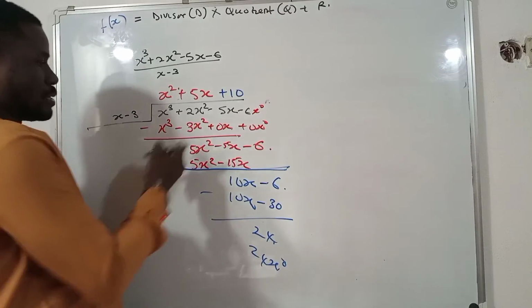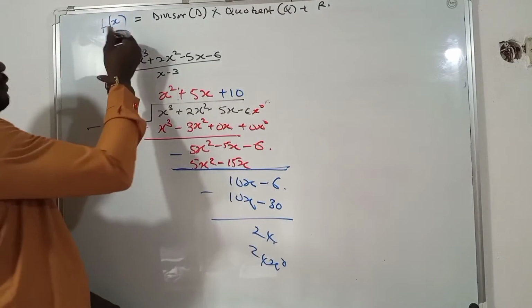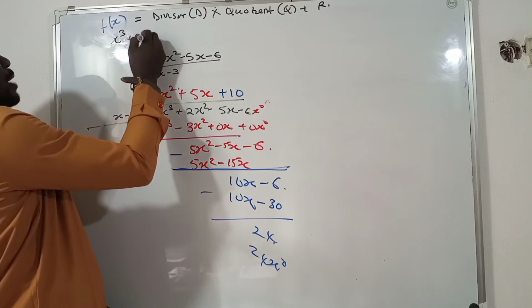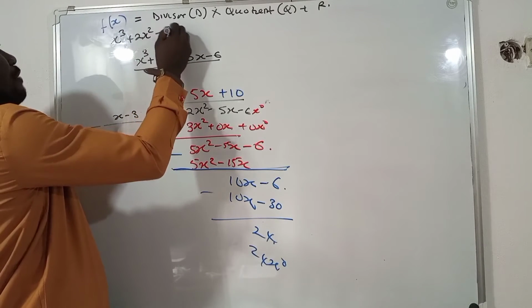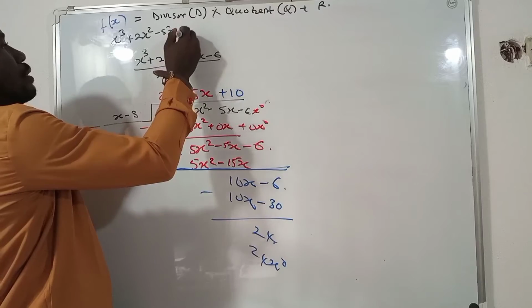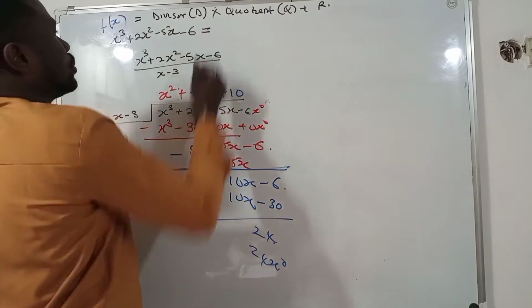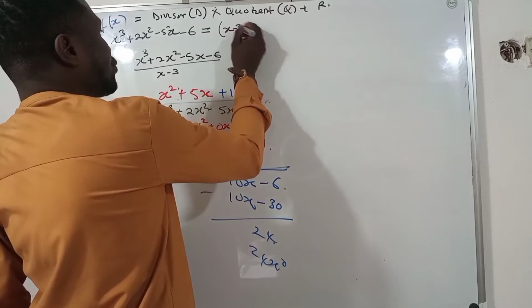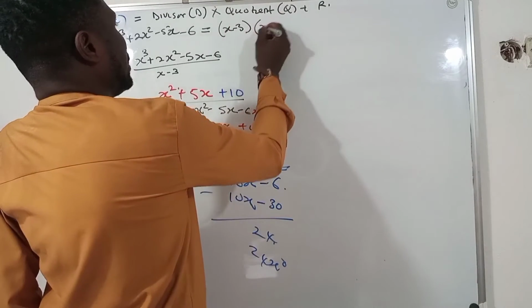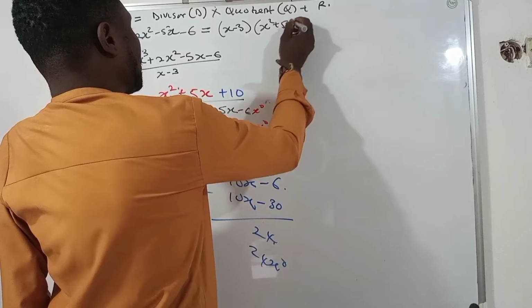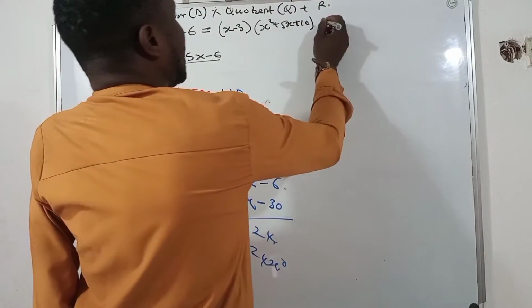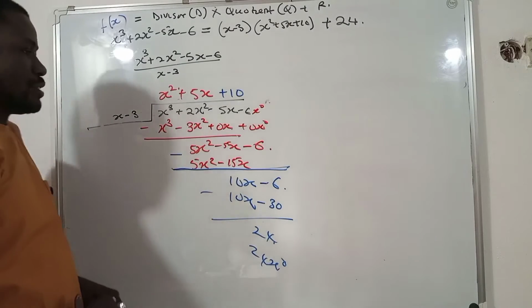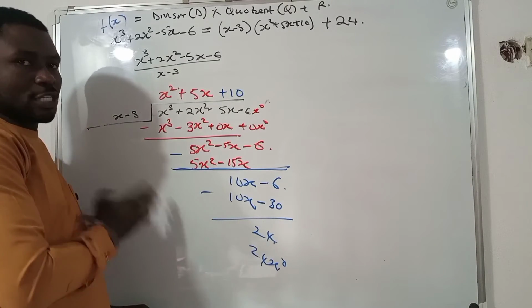So in this case, we have our f of x was given to us as what? x cubed plus 2x raised to power 2 minus 5x minus 6, equal to, what was our divisor? Divisor is x minus 3. Our quotient is x squared plus 5x plus 10, then plus the remainder, 24. So if it's an essay exam, this is how it should be expressed.